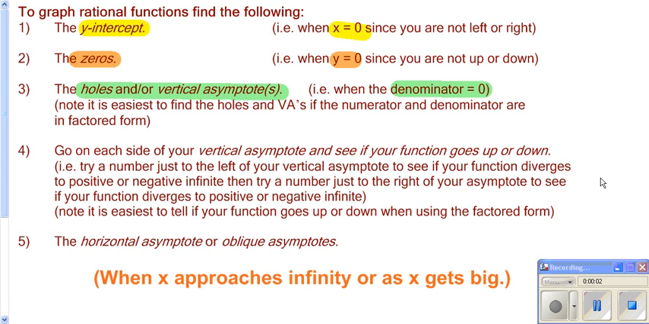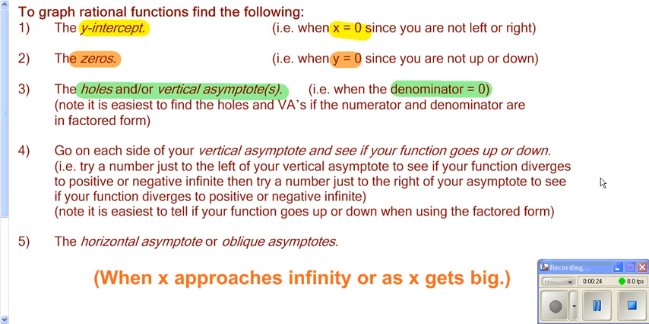We are graphing rational functions, and we want to follow these steps. The first thing you want to find typically is your y-intercept. That's when your x is 0, because you're not left or right at all in your graph. Next thing you want to find is your zeros of your function. That's when your y is equal to 0, because you're not up or down at all.